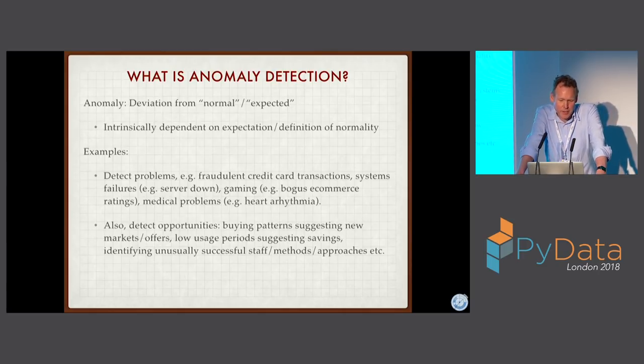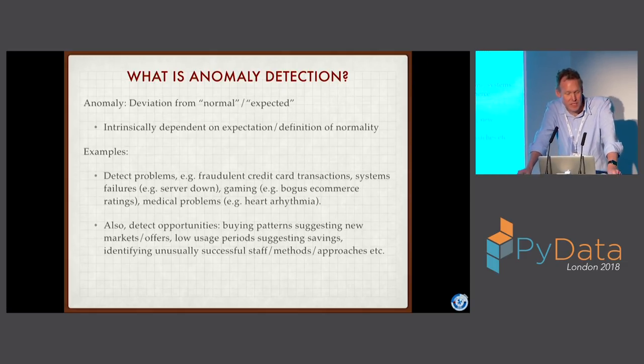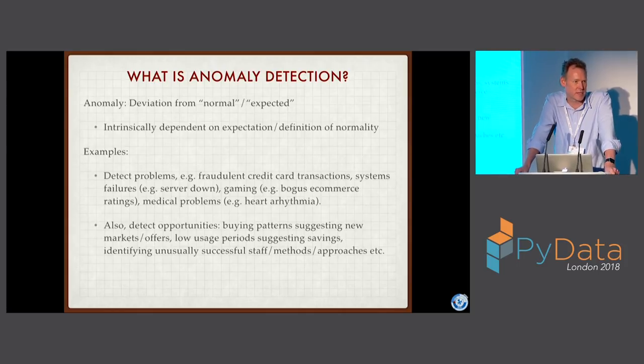But so, anomaly detection. Obviously, as the name suggests, and as you know, anomaly detection is about trying to find that which is abnormal, that which is a deviation from what you expect. And probably the most important thing to understand about it is there are no right answers.